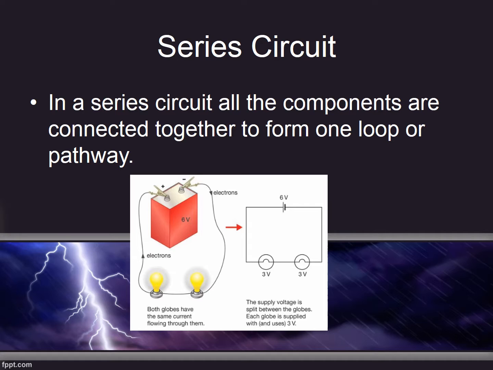When we have a series circuit like this, the energy that is given to the charge, or the voltage, is shared by both lights. In other words, they only get half the energy each, and because of that, they'll glow the same brightness, but it will be reduced than if there was just one globe.